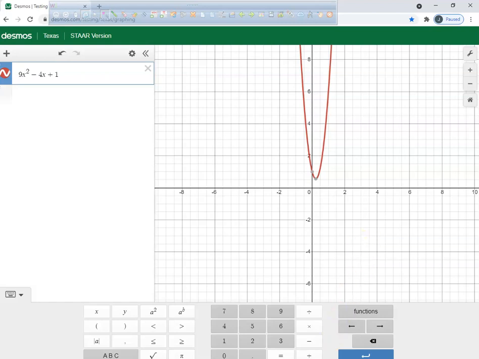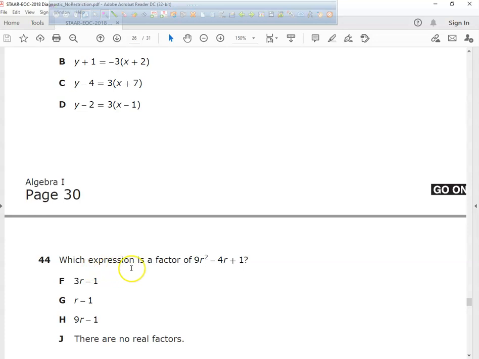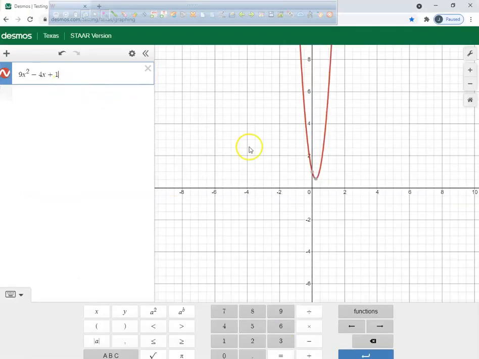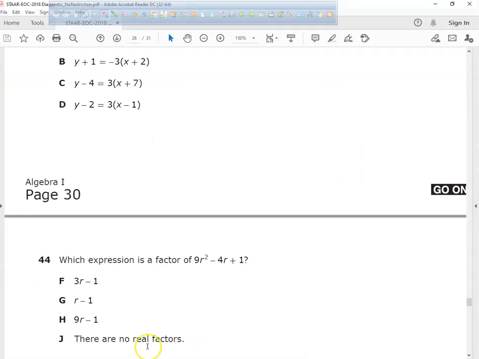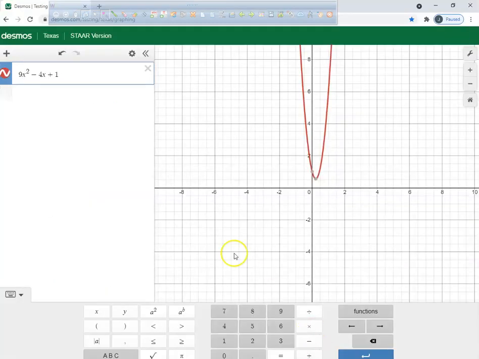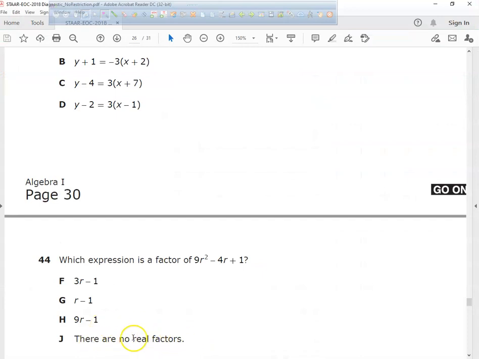Okay? So what I want you guys to understand is when it says which expression is a factor of this, if you type this into Desmos in terms of x, what do you notice? It doesn't touch the x-axis. So what does that tell you? That tells you there's going to be no real factors. Now, a factor is a line that will pass through a zero. Well, if it doesn't have any zeros, then it doesn't have any factors. So let me show you what would have a factor. Okay? So the answer, by the way, is that there are no real factors for this problem.